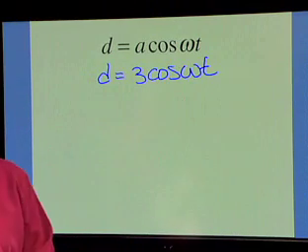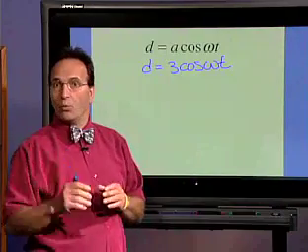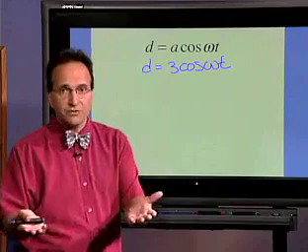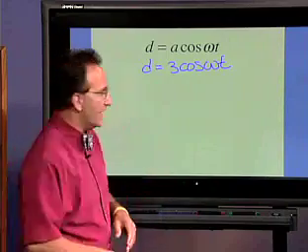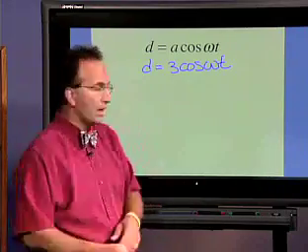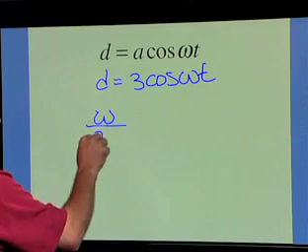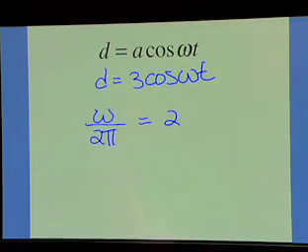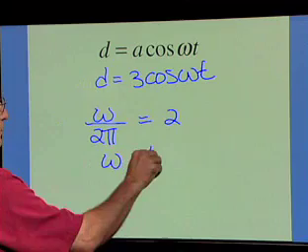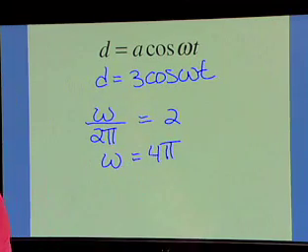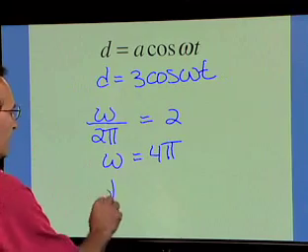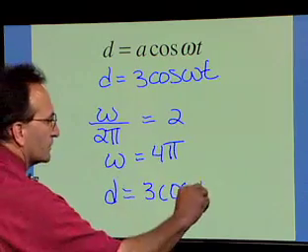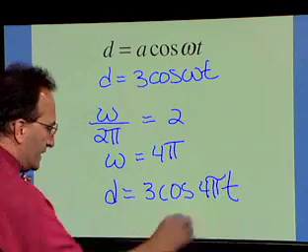We know that it takes 1/2 of a second to complete one cycle, so therefore we'll conclude that the period is 1/2, and the frequency is therefore 2. So that means omega over 2 pi is equal to 2. And that means that omega is equal to 4 pi, and that gives us an equation that models this particular scenario, that d is equal to 3 cosine 4 pi t.